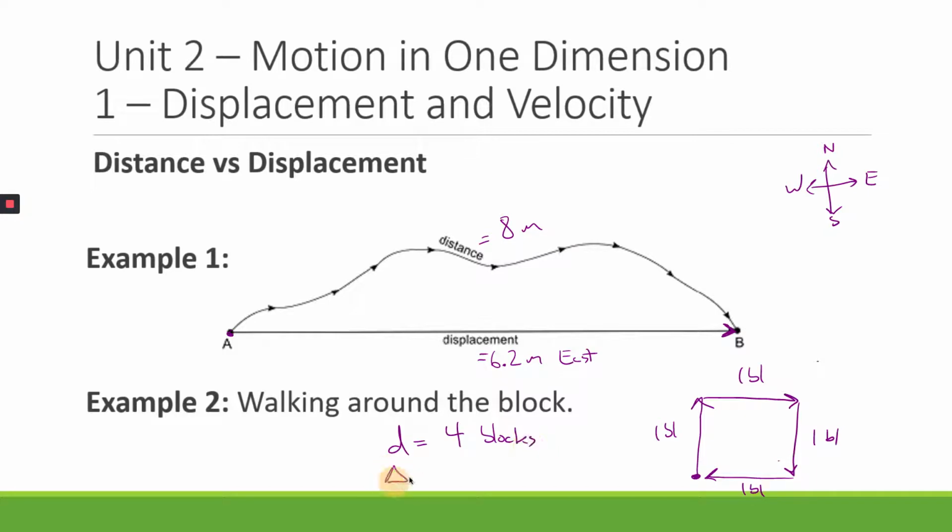What would be my displacement? What is my change in position? Well, I started here, and I ended here. So that means my displacement would be 0, because I started and finished in the same location. So I have no displacement over this motion. So distance and displacement can be very different things, and we have to just be aware of that.